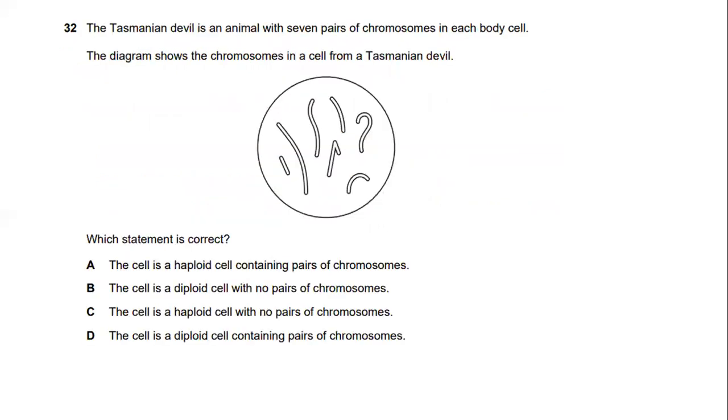32. The Tasmanian devil is an animal with 7 pairs of chromosomes in each body cell. The diagram shows the chromosomes in a cell from a Tasmanian devil. Which statement is correct? If you can see from this, the cell is actually single and haploid and no pairs. So we can say that the cell is a haploid with no pair of chromosomes.